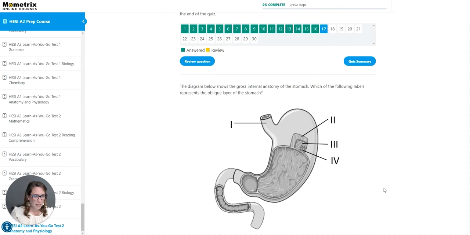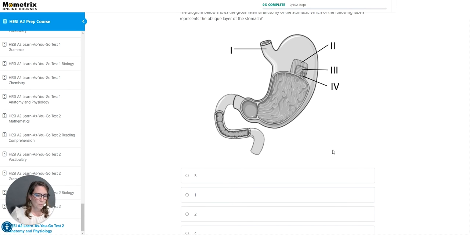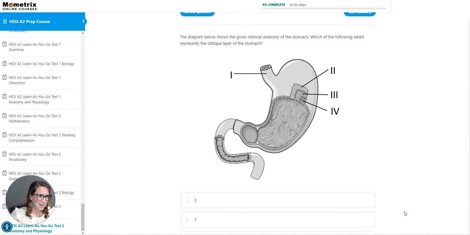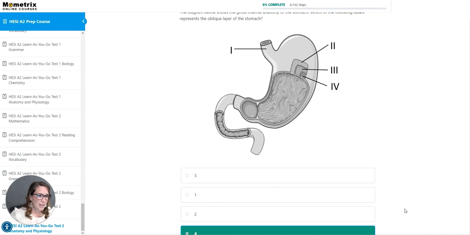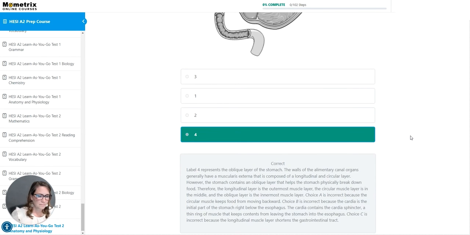All right, question number 17. The diagram below shows the gross internal anatomy of the stomach. Which of the following labels represents the oblique layer of the stomach? So here you have to have kind of a knowledge of the different layers of the stomach. And for this question, we are going to choose the fourth choice there. It just shows you all the different layers. We want the most internal layer there, which is represented by your Roman numeral number 4.